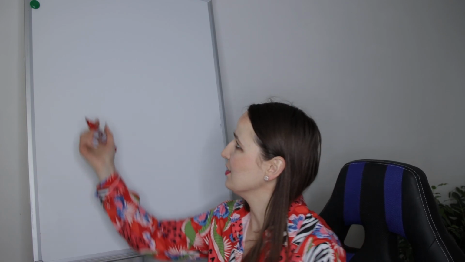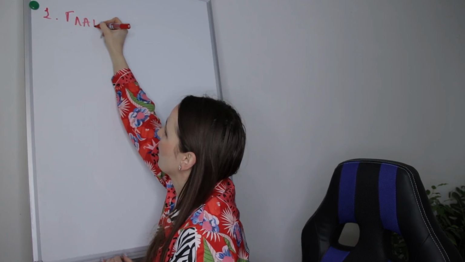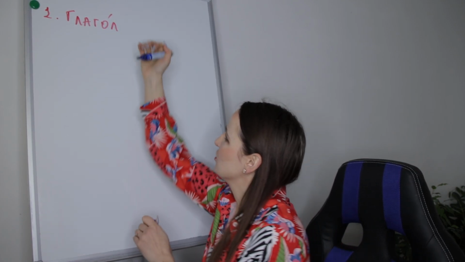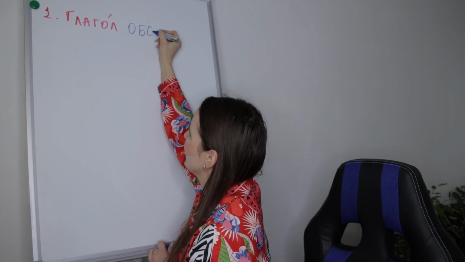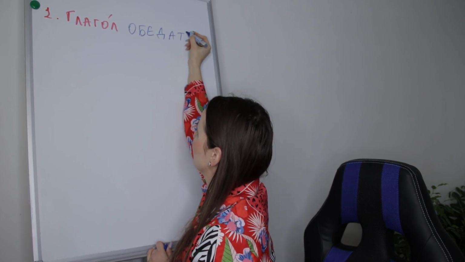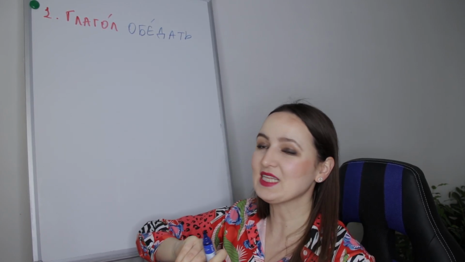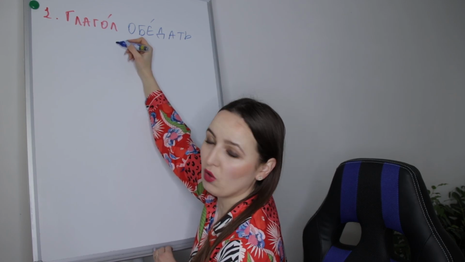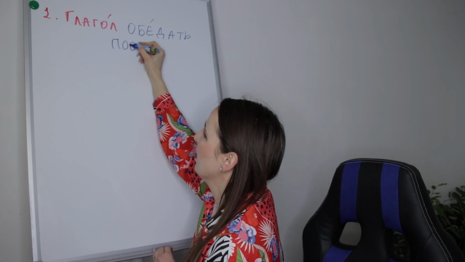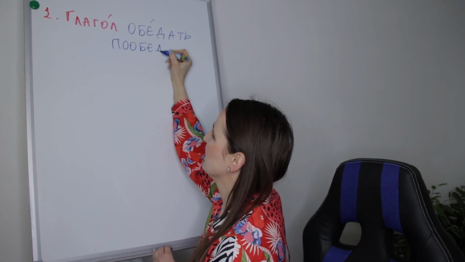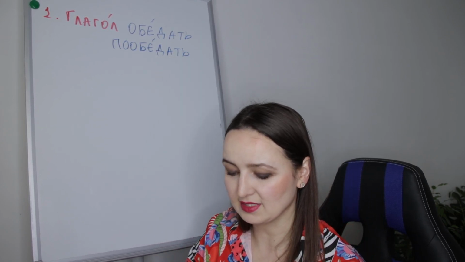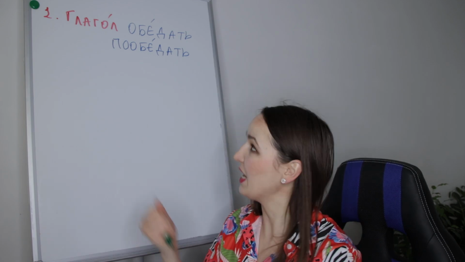Номер один. Глагол. Verb. Обедать, to have lunch. And perfective, one-time action, finished with the result, is пообедать. Обедать, пообедать. Imperfective aspect and perfective aspect.